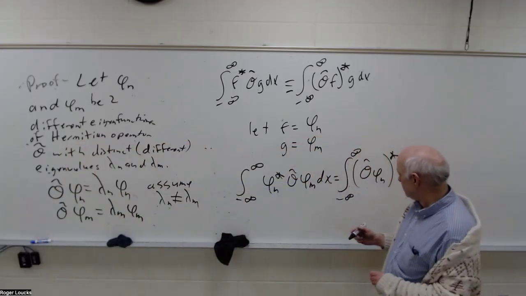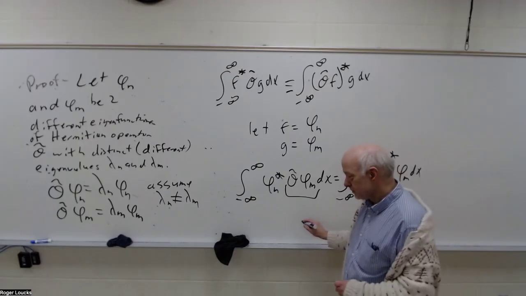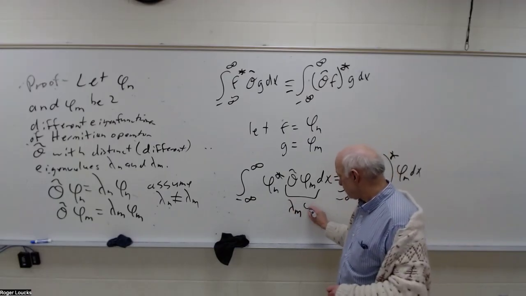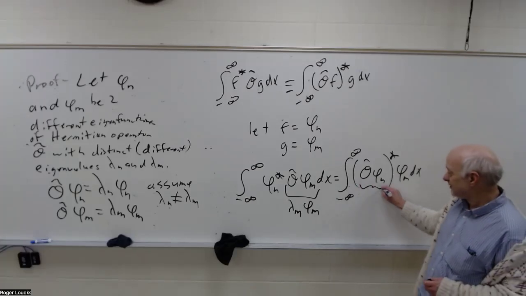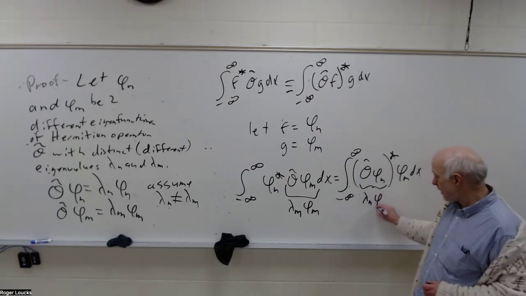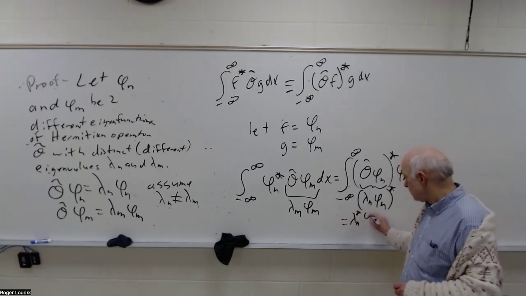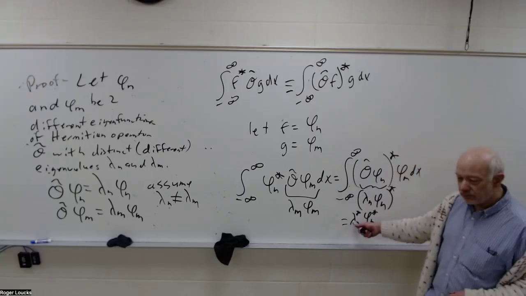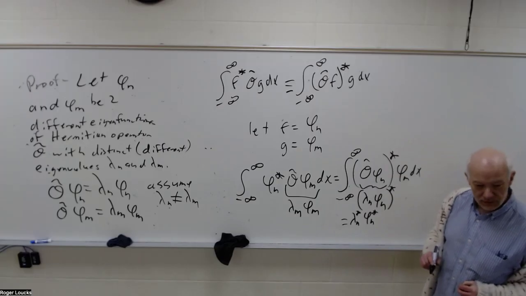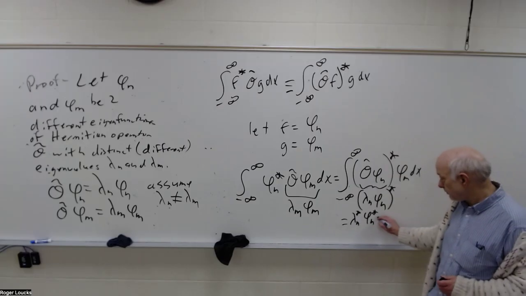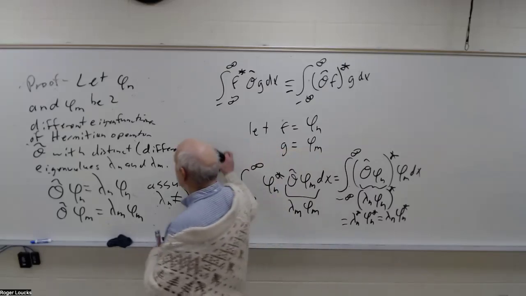O acting on phi m is going to be lambda m phi m. Do we have another one we can do? Yes, the other side. What's this? Lambda n phi n, and we're taking the complex conjugate of this, which is lambda n star phi n star. But do we know anything about lambda n star? We had a proof: these have to be real, so it equals lambda n. So we get lambda n phi n star. Let's put this all together.